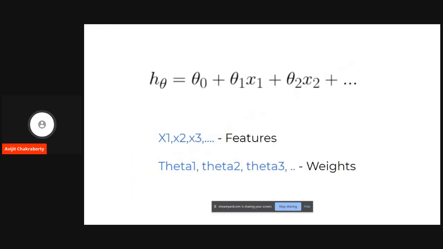In this slide, you can see it says theta1 x1, then theta2 x2. Theta0, theta1, and theta2 are basically the weights on each feature.